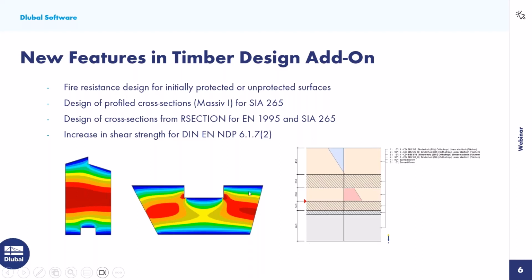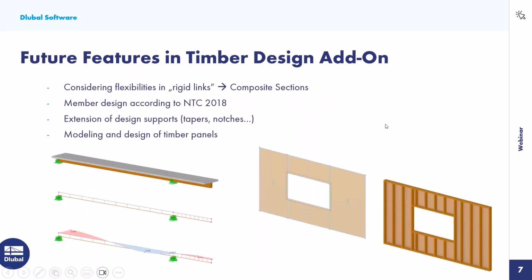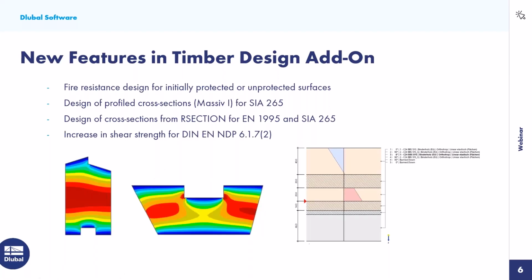Okay, so the next feature, sorry, back. You are too fast. The next feature, which we released a few weeks ago, is the profile sections according to our material database, also for the code from Switzerland. And this week we have released the design of user-defined cross sections created by R section, our standalone add-on. So now you're also able to design these cross sections for Eurocode and SIA code. Okay, Bastian, next slide.